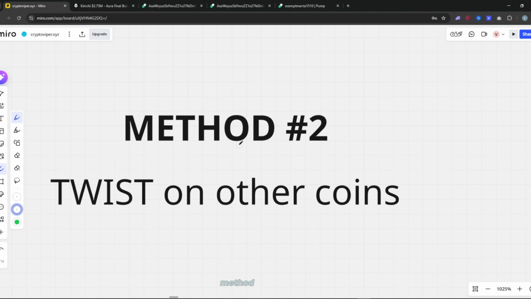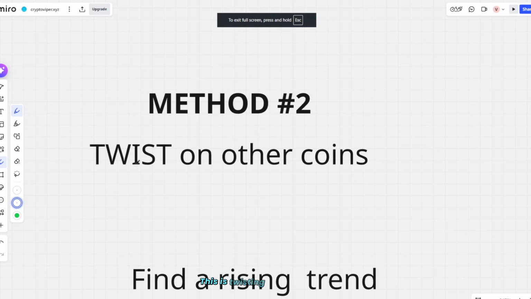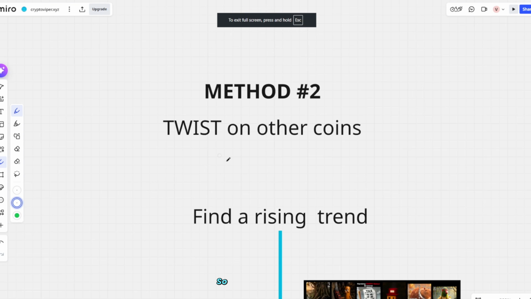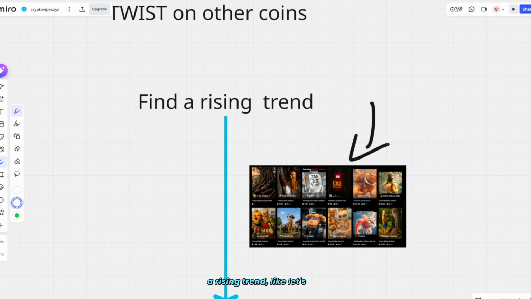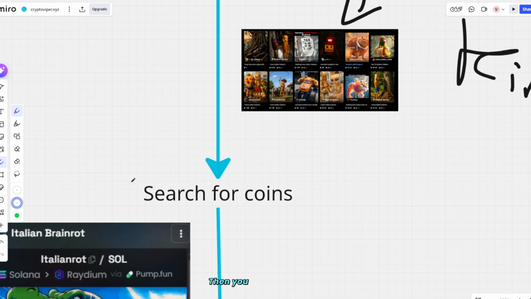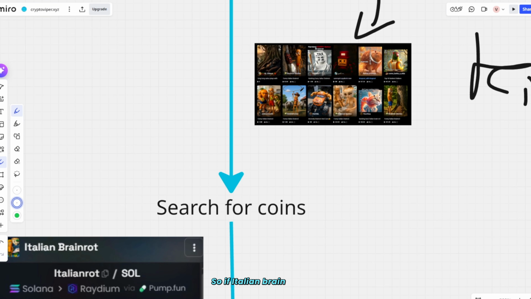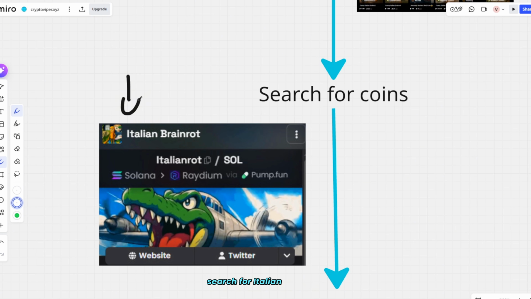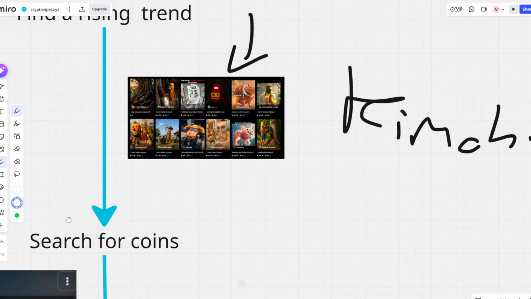Now, move on to method number 2. This is twisting on other coins. So essentially, you find a rising trend, like let's say Italian Brain Rot was rising, or Kimchi once again. Then you search for coins. So if Italian Brain Rot was the rising trend, I would search for Italian Brain Rot. And let's say this coin came up. Obviously, it hasn't exploded yet because the trend is still rising.